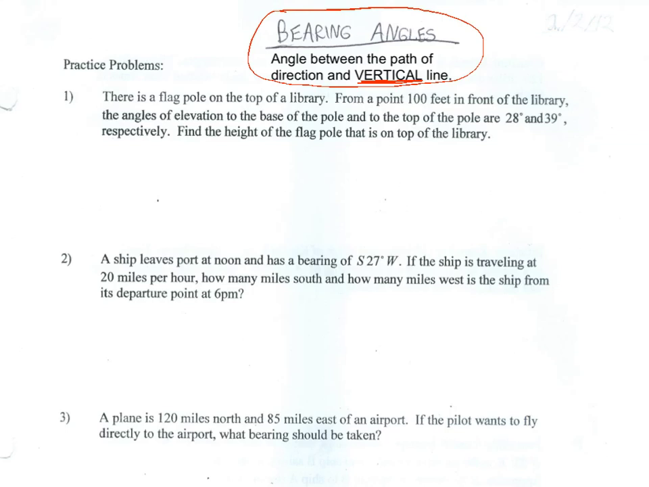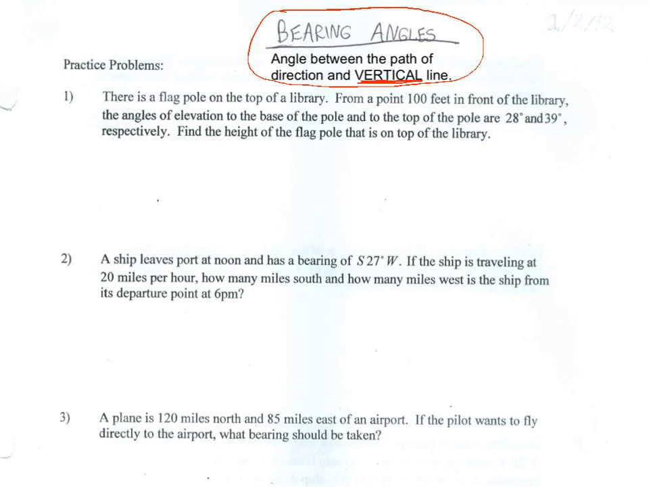Here's the big difference. Now when we are given an angle measure for a bearing angle, it's the angle between the path of direction that you're going, whether you're going northwest or northeast or southwest. It's between the flight that you're going and the vertical line. So now it's the vertical line, not the horizontal line. It doesn't mean that the vertical line is going to be in the right triangle. It might actually be on the outside of the triangle. We're going to see some examples like that in class.